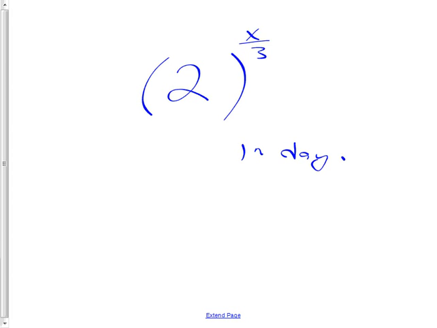If it had been like, okay, it's doubling every 3 days, those are the kind where you go like this: doubling every 3 days, in days. That's a good kind of problem to know how to do too, but that's not what they're talking about on that one. Okay, let's move on to number 11.